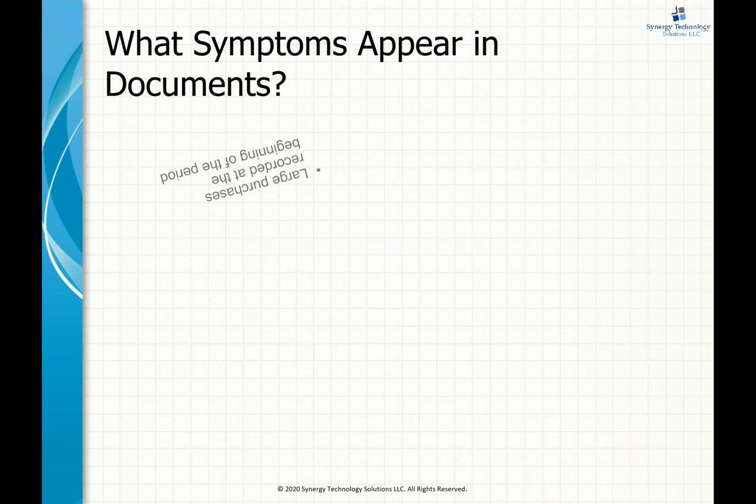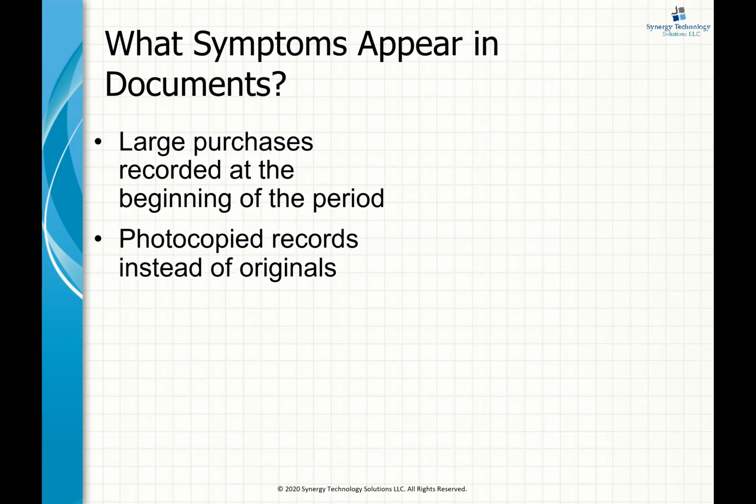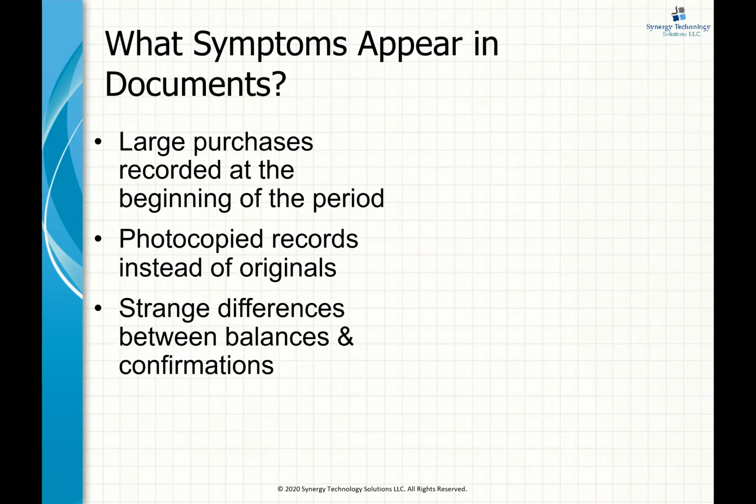What symptoms appear in the documentation? Large purchases recorded at the beginning of the period. Photocopied records instead of originals. They will say the originals are missing. In those cases, you should go back to the customer, the source, and get the original. Strange difference between balances and confirmation. Oh, here is an interesting one.